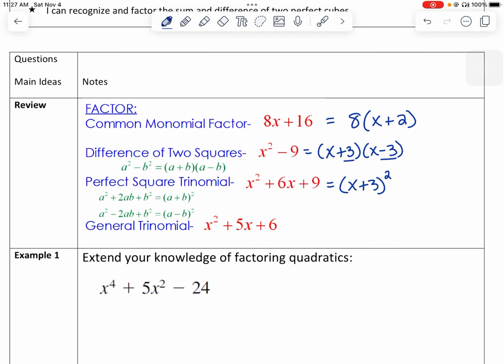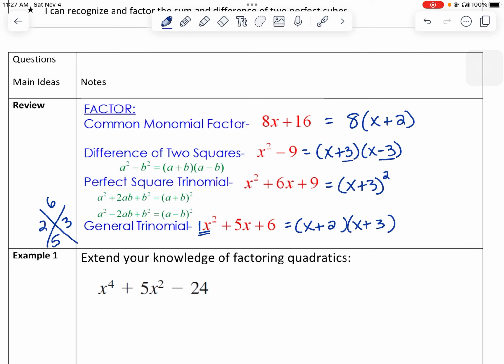And then we had just general trinomials. If we have a leading coefficient of 1, we don't need the box. We just find two numbers that multiply to 6 and add up to 5, which would be 2 and 3. So then we get x times x to get x squared, and then positive 2 times positive 3 to make 6, and they add up to 5 in the middle.